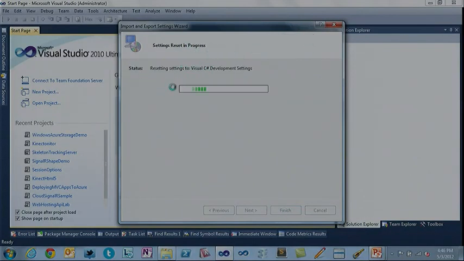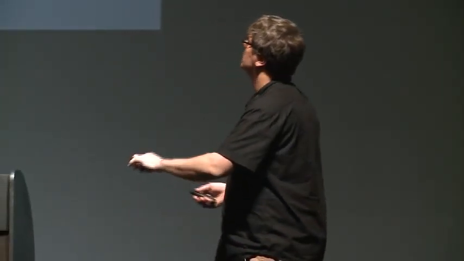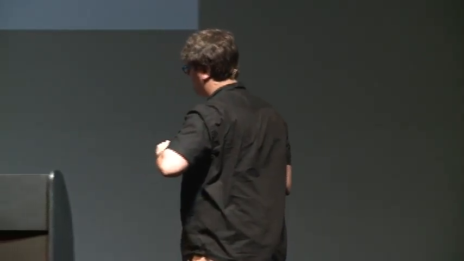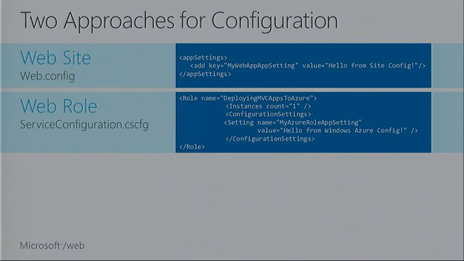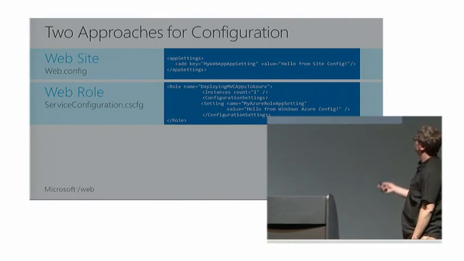Sorry about that. While that's working, I'm just going to point out that you can do two different sets of configuration. You don't have to do it two times. Okay? The idea is if you do your web config, it's just going to be for your website. If you do it for the roles, it's going to be out in your Azure storage.